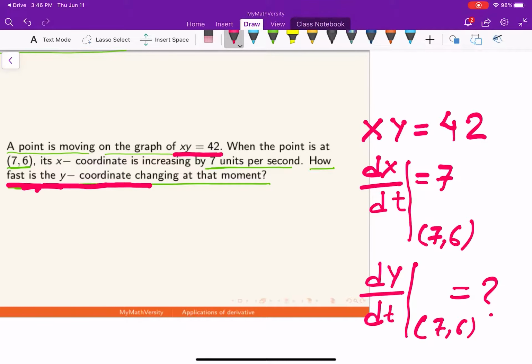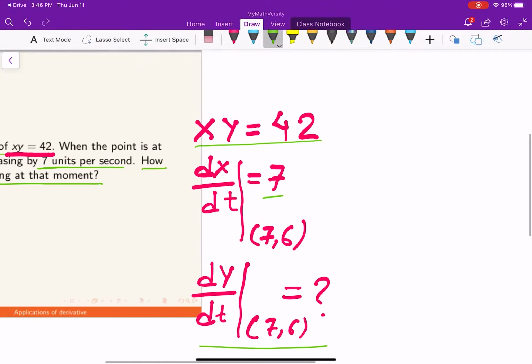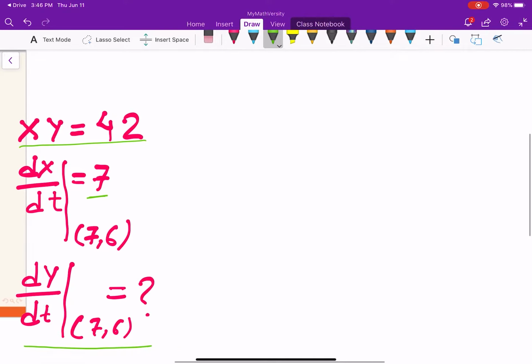Alright, so x and y are the two variables in this whole problem, where we have a relationship between x and y which is given. We are also given the rate of change of the x variable with respect to t at a certain moment, where the moving point is at 7 comma 6, its rate of change is 7. Our goal is to find the rate of change of y with respect to t. So this is what the question is. Once you extract all of this information, we can just focus on these equations.